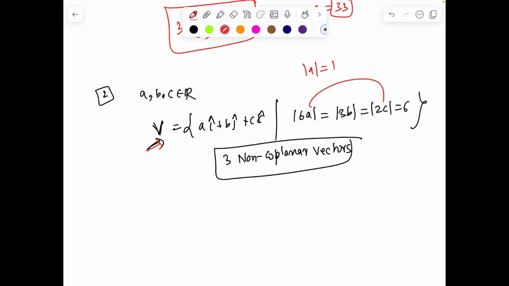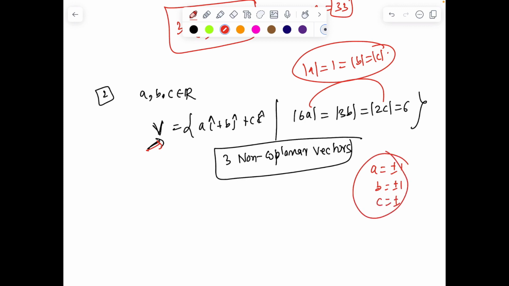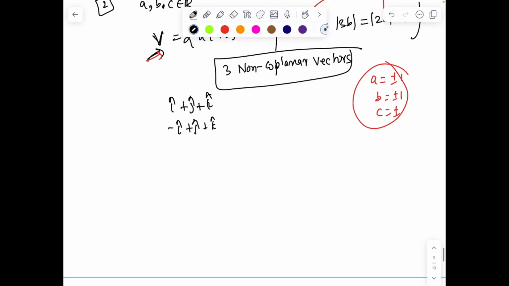अब देखो सबसे पहले यहाँ से तो आपको क्लियरली दिख रहा है that mod of A will be 1, similarly mod of B will be 1 and mod of C will be 1. So it means A will be plus minus 1, B is plus minus 1 and C is plus minus 1. So how many vectors are there in this set? 8 vectors. Those 8 vectors can be written as i plus j plus k. We have minus i plus j plus k. We have i minus j plus k और i plus j minus k.